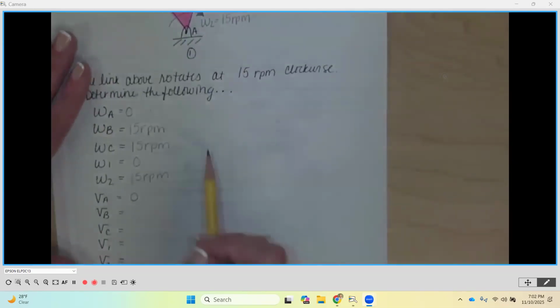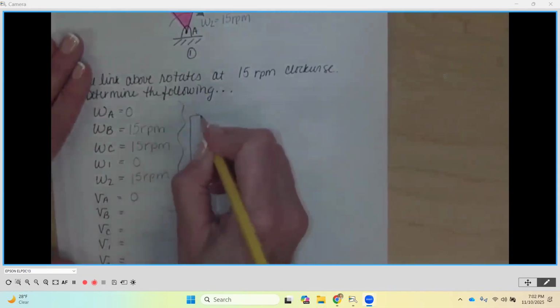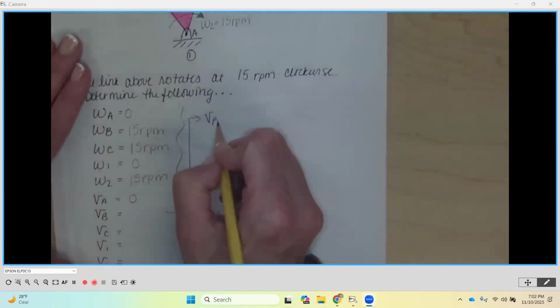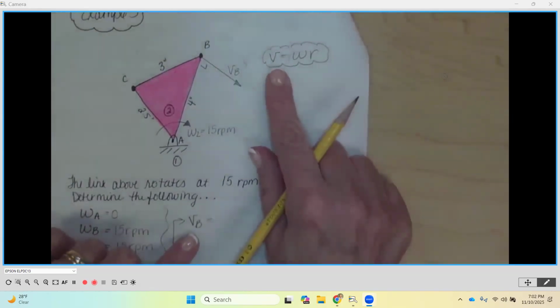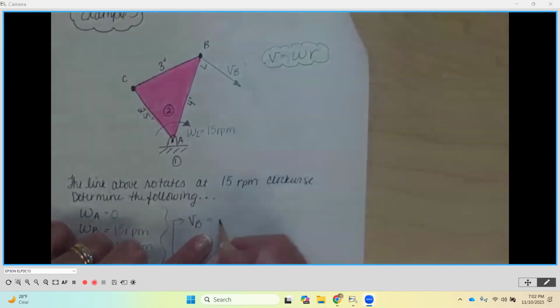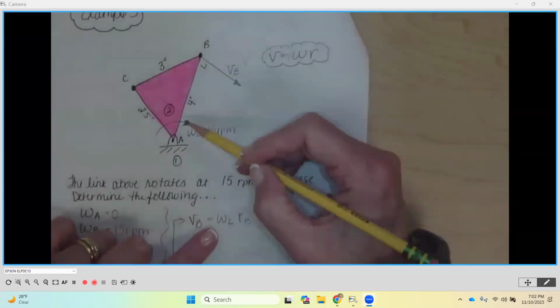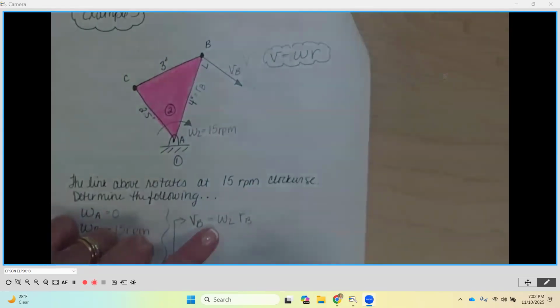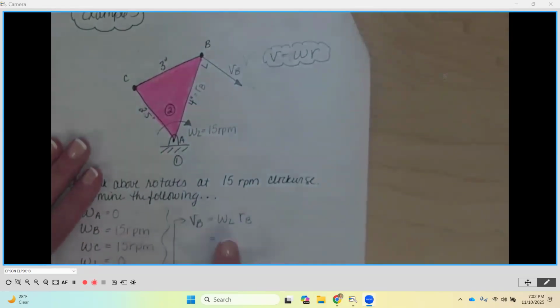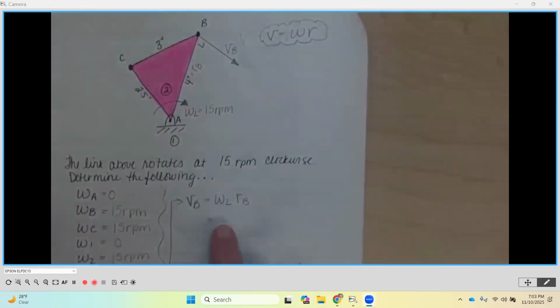Okay. So what I'm going to do is draw a little thing here, and then we're going to go up here. We're going to say velocity of B is going to be equal to. So if we look at this equation, the velocity of B is equal to W2, right? Because point B is on link number 2, so it's going to be W2 times radius to point B. And that radius to point B is the 4 inches. You see that from its center of rotation, okay? So we're going to be putting in here W2, right?